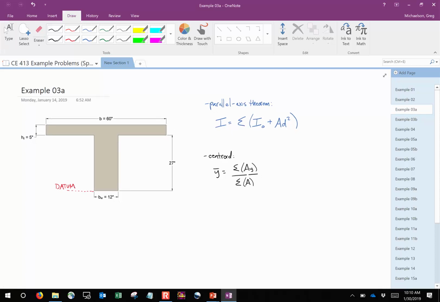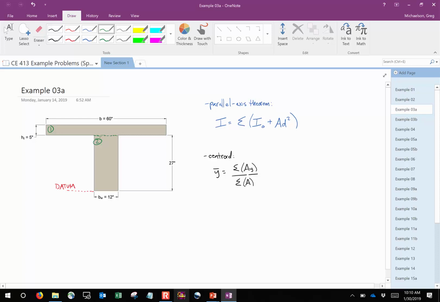And so what we'll do is we'll split this, let's say, into 2 simple shapes for the sake of discussion. So I have a T-beam, right? So what I might do is I might say, okay, let's split that up into two rectangles. So we'll say that this is rectangle number 1, and this is rectangle number 2, okay?